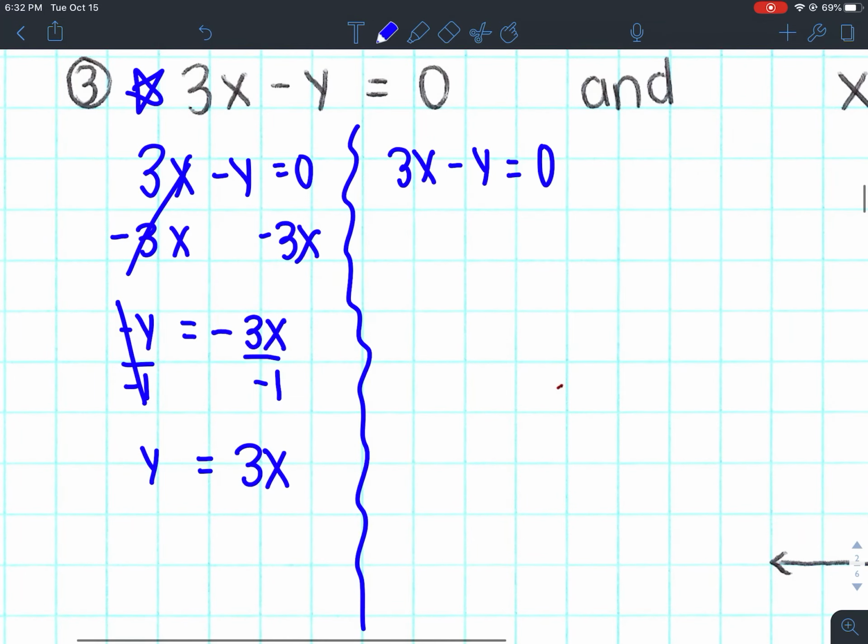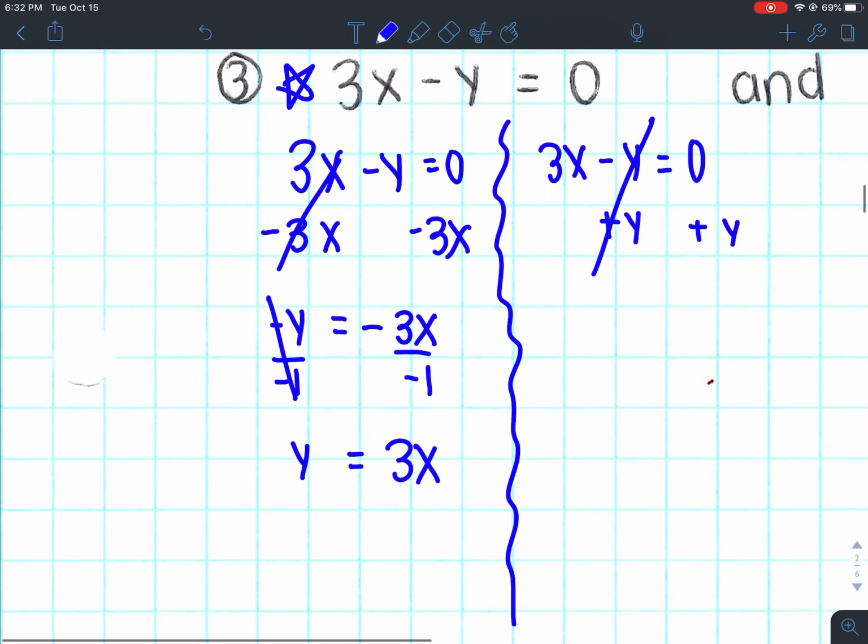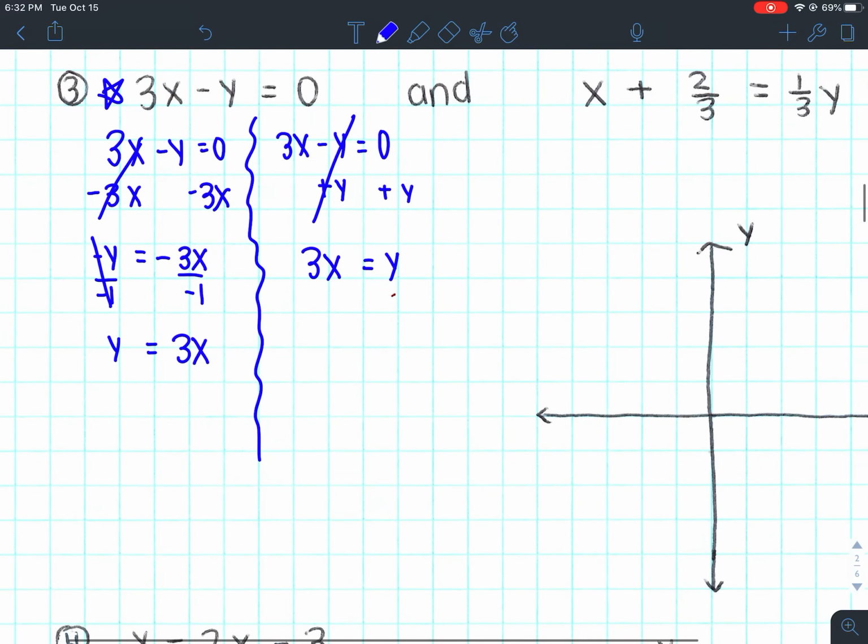So that was the long way. The easier way is, if I have 3x minus y equals 0, I really could just add y to both sides. So then I have 3x equals y, because 0 plus y is y. Again, there's 2 ways to do this, a longer way and a shorter way, but they're the same. You're going to get the same answer regardless, so whatever works for you best. I'm not going to judge.